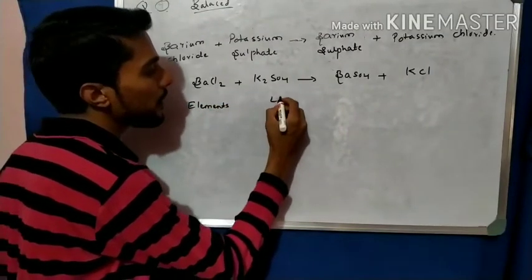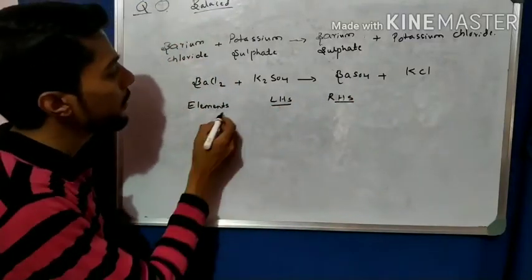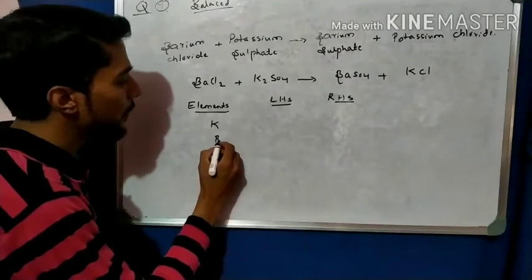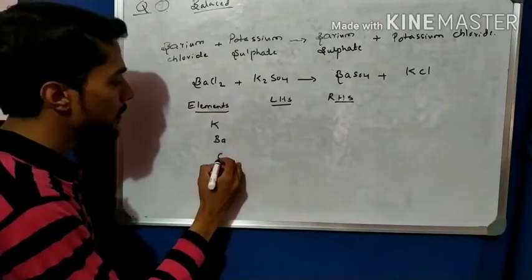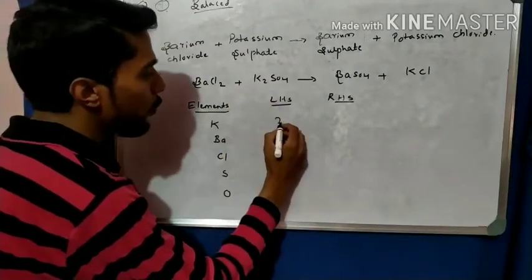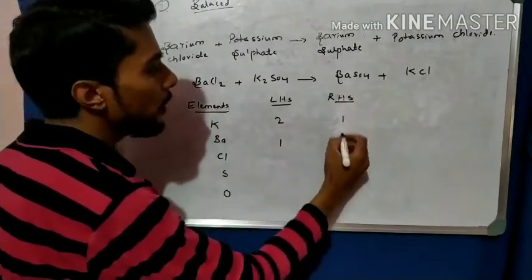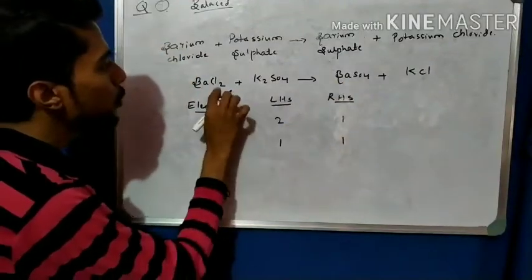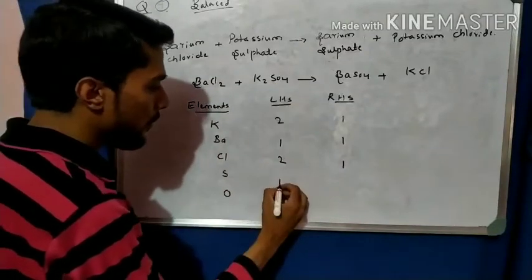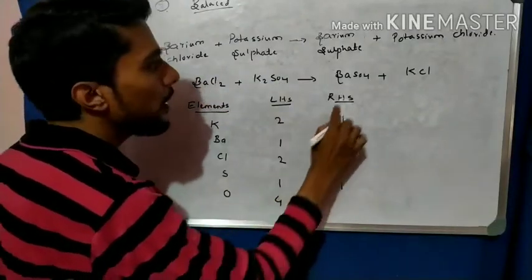Then LHS side and the RHS side, reactants and products. Now what elements are present? Potassium, barium, chlorine, sulfur, and oxygen are present. Now K2 is present here, RHS side only 1 present. Barium here 1 present, this side 1 present. Chlorine here 2 present, on this side chlorine 1 present. S here 1 present. S here 1 present. Oxygen here 4 present and here 4 present.